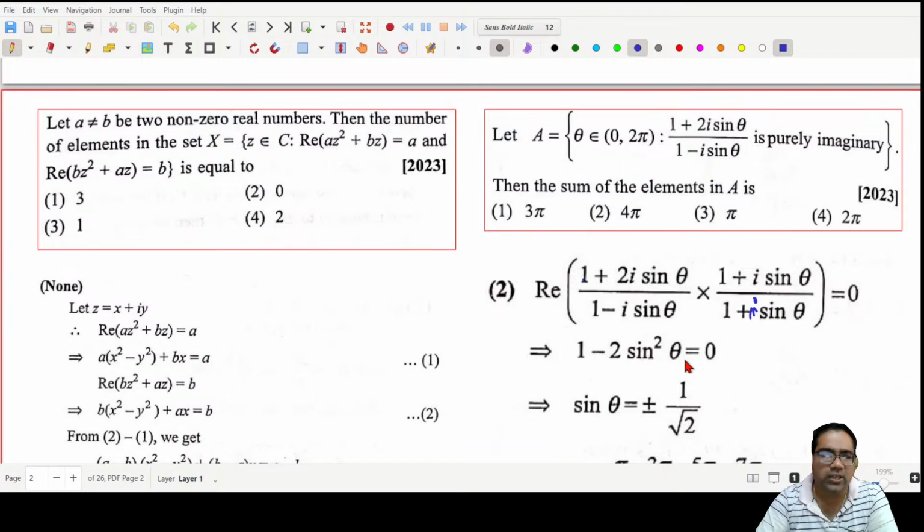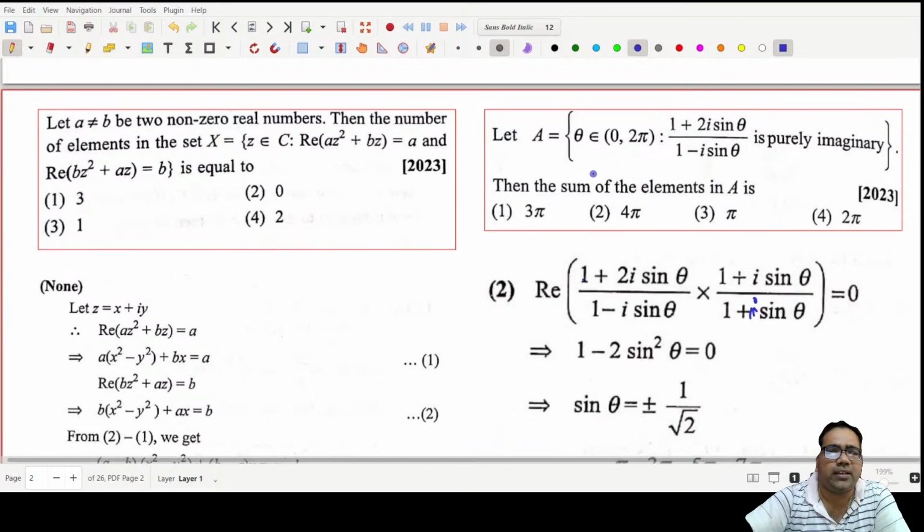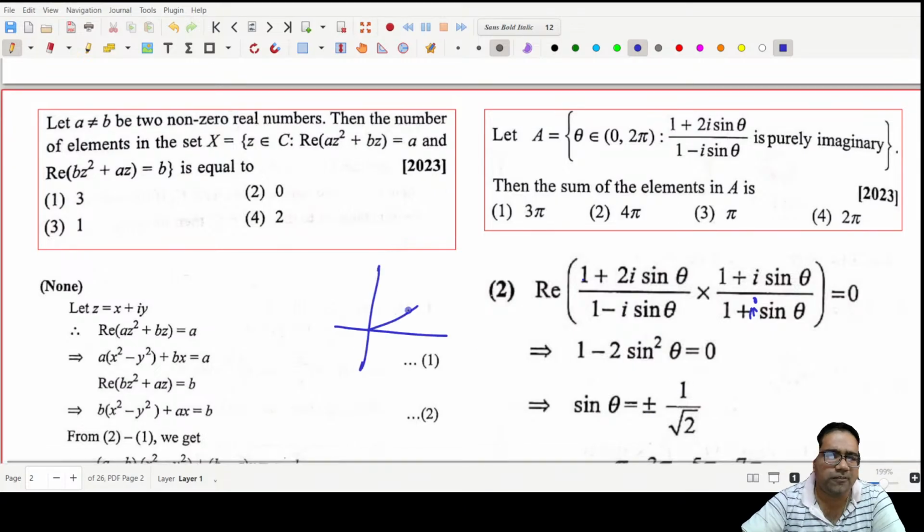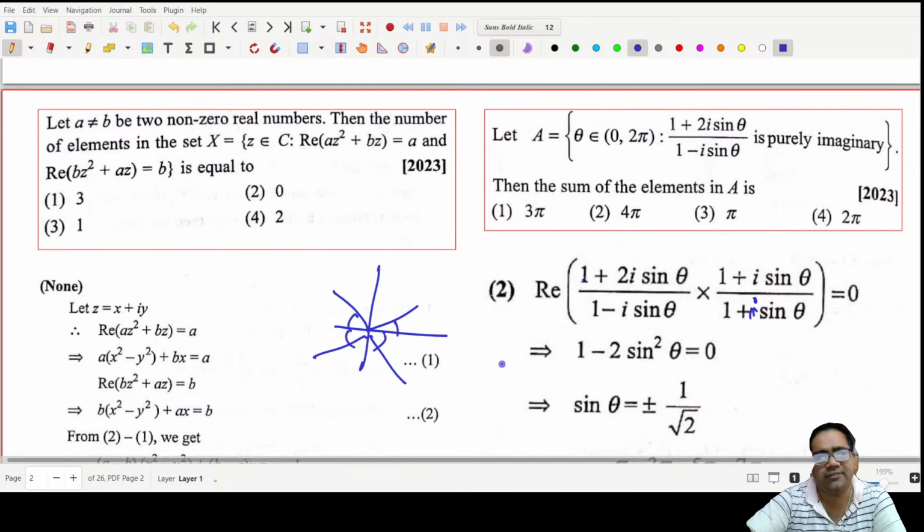And between 0 to 2 pi, what all values will satisfy this? 1 by root 2. Sin theta could be 45, 180 minus 45, 180 plus 45, or 360 minus 45. All these four angles are valid, right? What are these four angles?